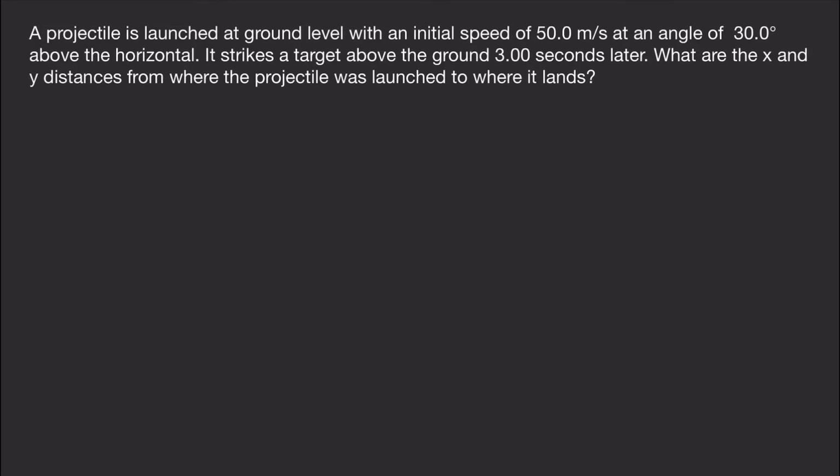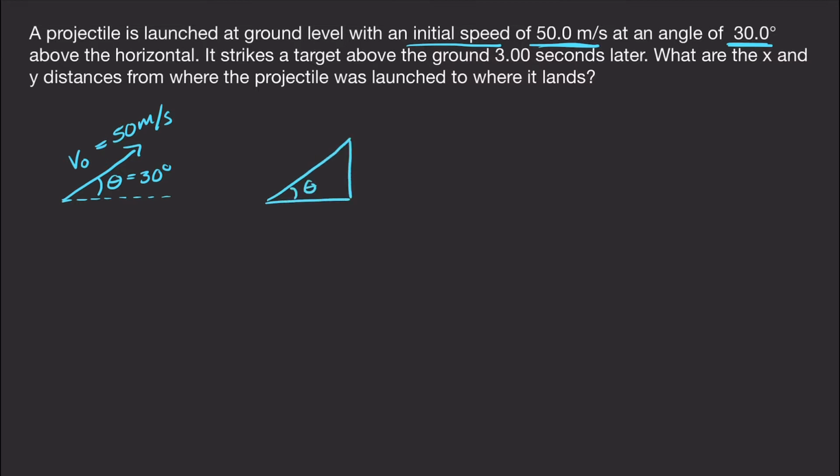So the first thing I always do is I take what I'm given, my magnitude and my direction, and I find my components. So it gave me an initial speed, so initial magnitude of velocity is 50 meters per second. And it gave me an angle of 30 degrees above horizontal. So I always like to draw a separate triangle for my components. So that's this angle. This is V0, my magnitude.